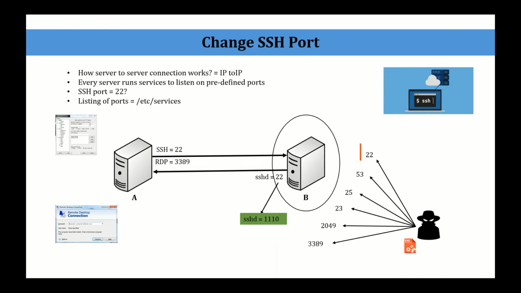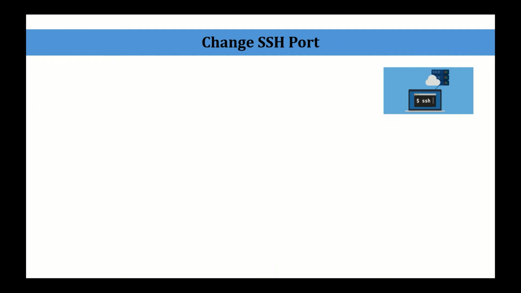See, that's how you could change the port and make your Linux server more secure. Let's look at how we could make that change in a Linux machine. First of all, we'll make a backup of our configuration file. And the configuration file is /etc/ssh/sshd_config. That's where we go in and change the port number.